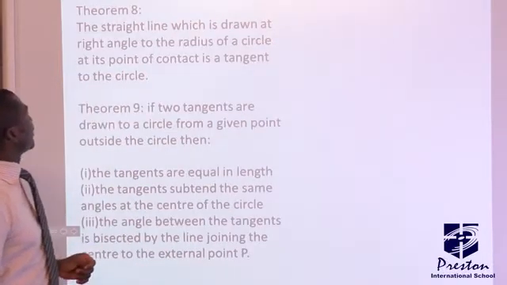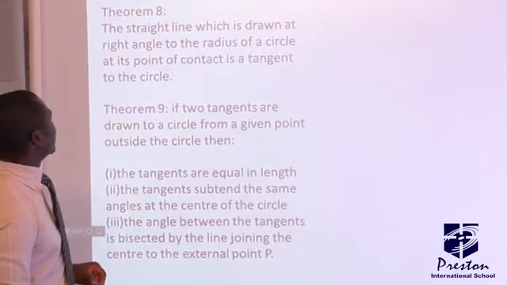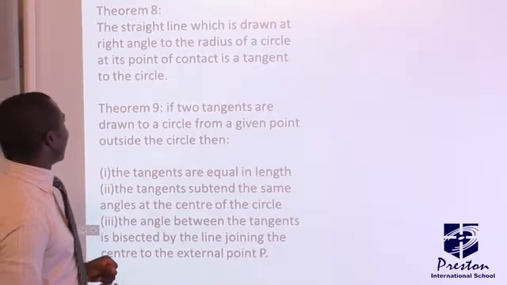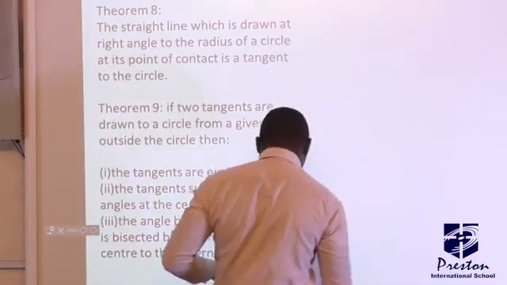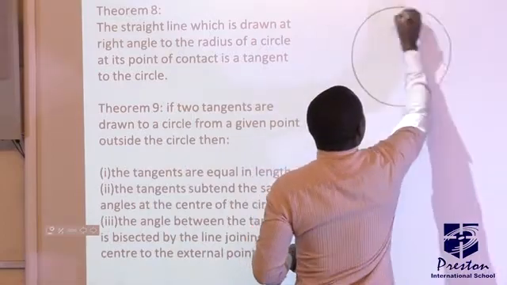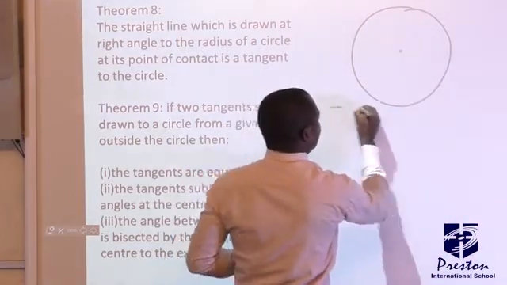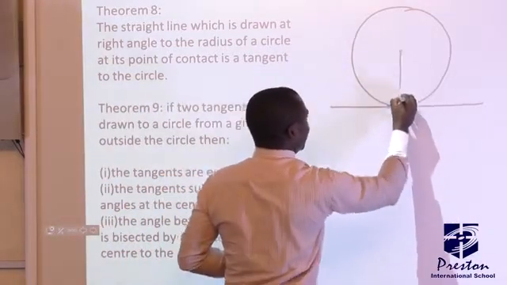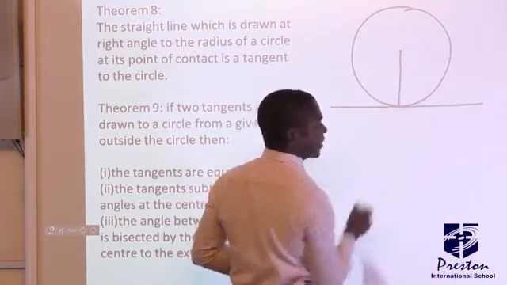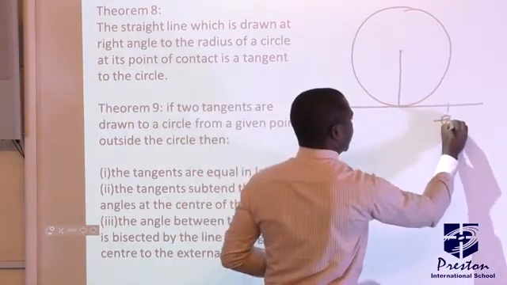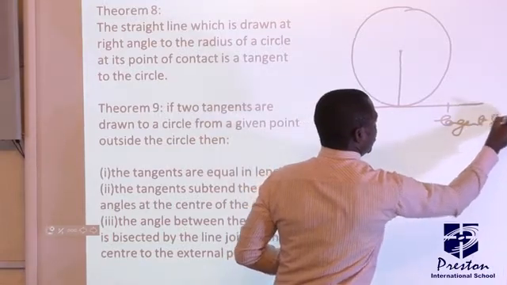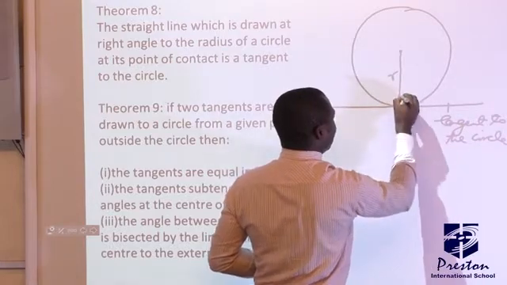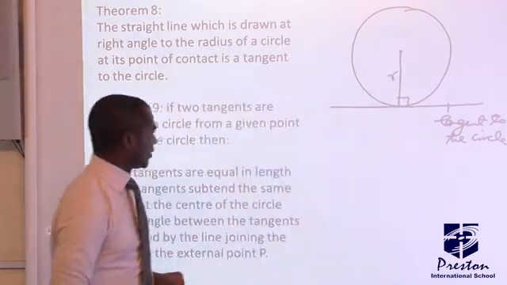Then also for theorem 8, the straight line which is drawn at right angle to the radius of a circle at its point of contact is a tangent to the circle. This is tangent to the circle. Now we have this. This straight line is what we call tangent to the circle. And don't forget that the radius and the tangent form what? 90 degrees. Please take note of that.